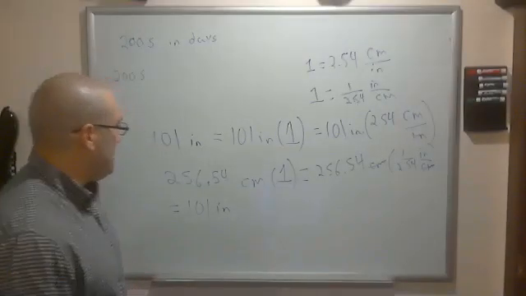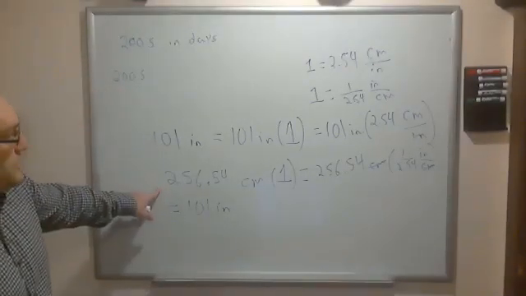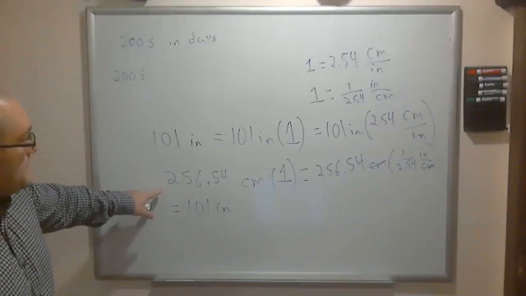Hey, Professor, can I ask a quick question? Yeah, sure. When you're doing conversions like that, say 101 inches converting to centimeters, that's three significant figures, right? So do you have to cut off the trailing digits to keep the significant figures in that situation? That's a good question. Yes, you do. In this situation, you would.